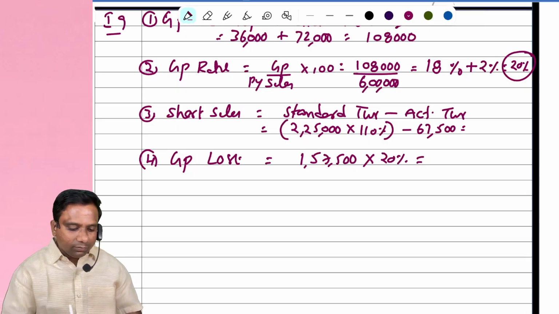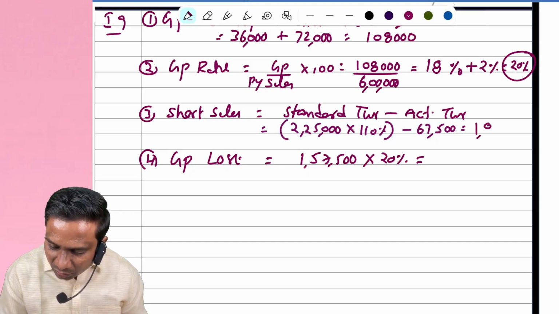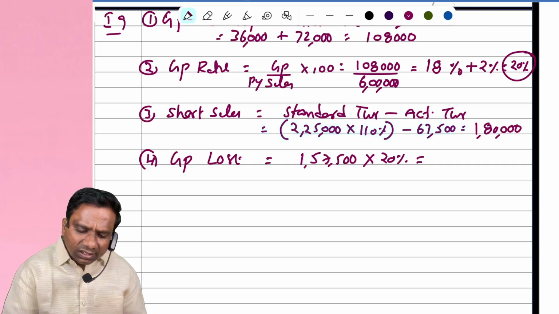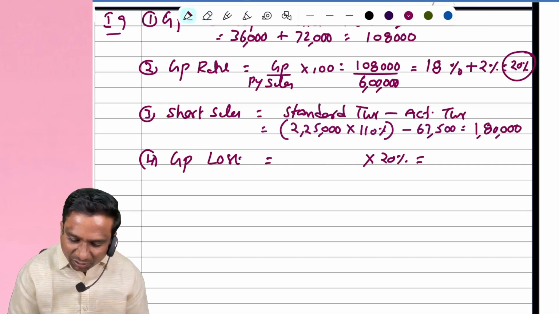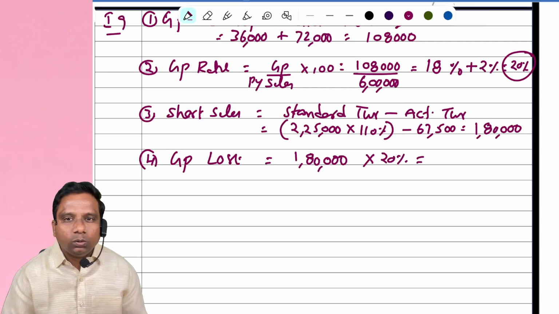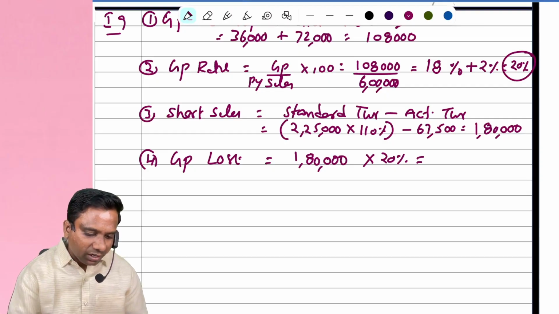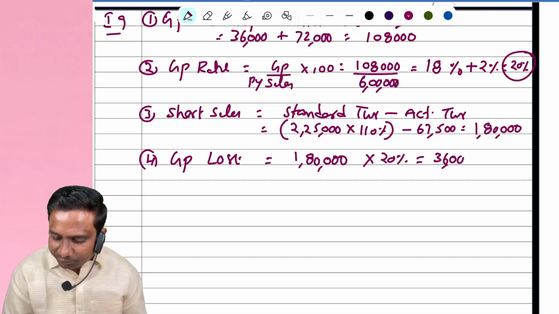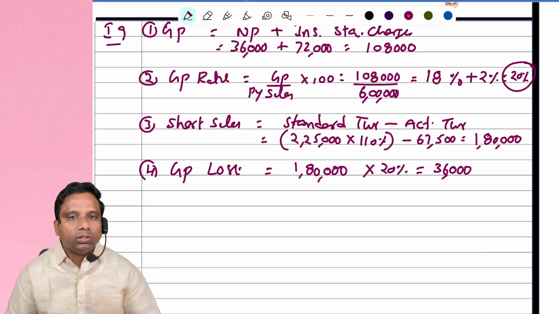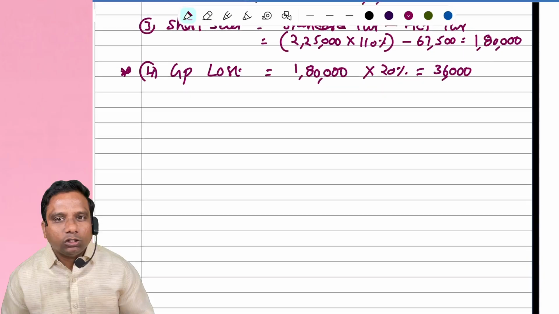Now tell me how much I will get. 225 is my standard turnover into 110% because it is increased now. 2,47,500 minus 67,500. So how much I am getting? 1,80,000 is my short sales. So here I will replace the amount 1,80,000. If there is no increase in trend, straight away we will take 2,25,000 minus 67,500. On this 1,80,000 short sales, I have lost my GP 36,000. This is my GP lost 36,000. Okay, so I will request the insurance company to pay this 36,000 gross profit lost.